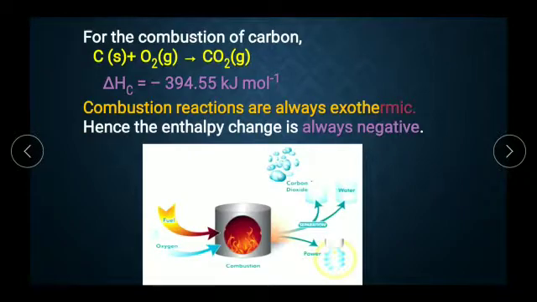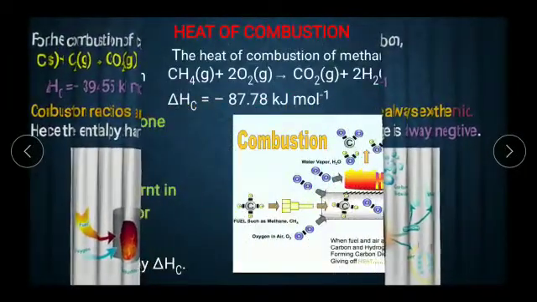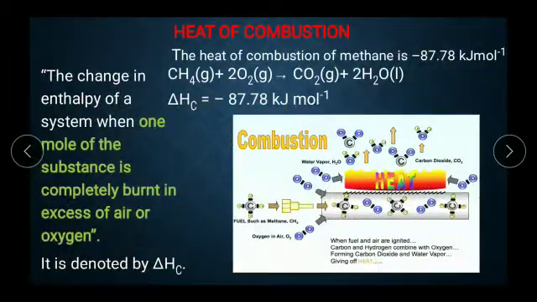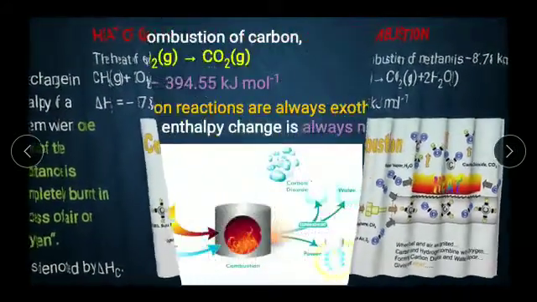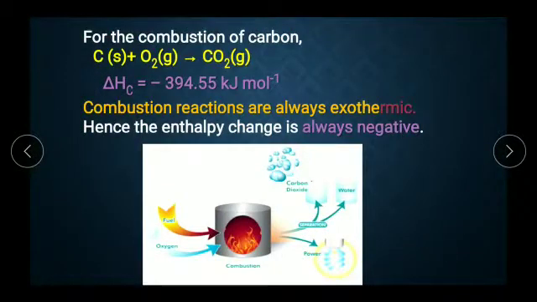So we can conclude combustion reactions are always exothermic, hence the enthalpy change is always negative. For methane combustion it is a negative value, and for carbon combustion the value is also negative. So we conclude that combustion reactions are always exothermic.